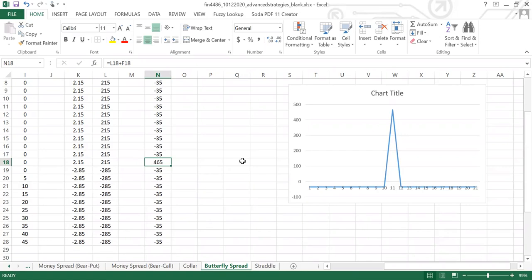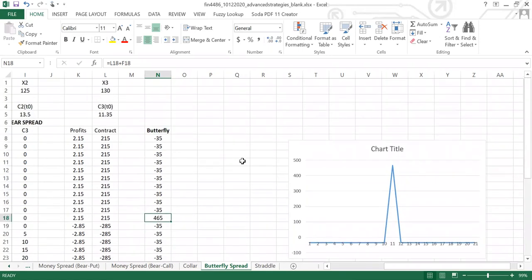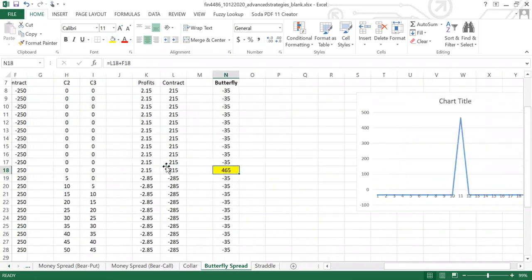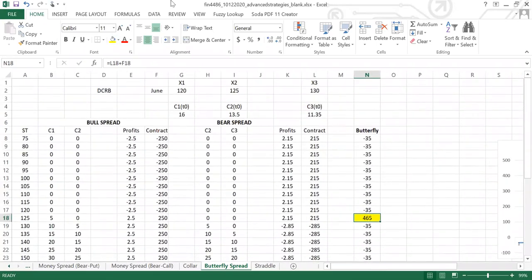However, if the stock price does not move substantially, then you will have the peak profits, which we can calculate. If you see this, we can quickly identify that our peak profits would be $465 in this case. That is the butterfly spread.